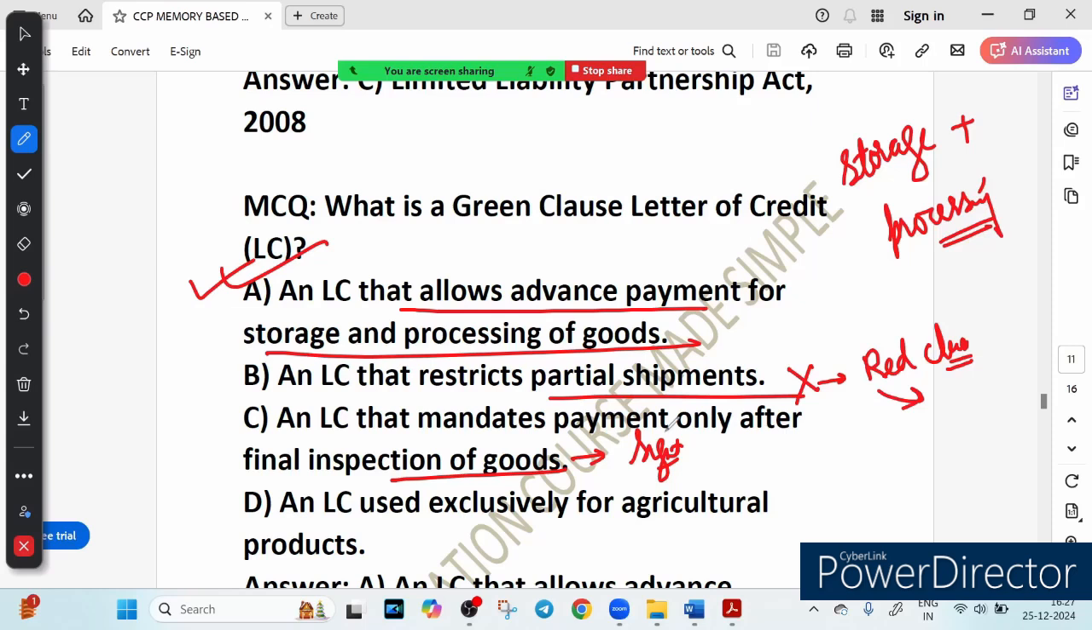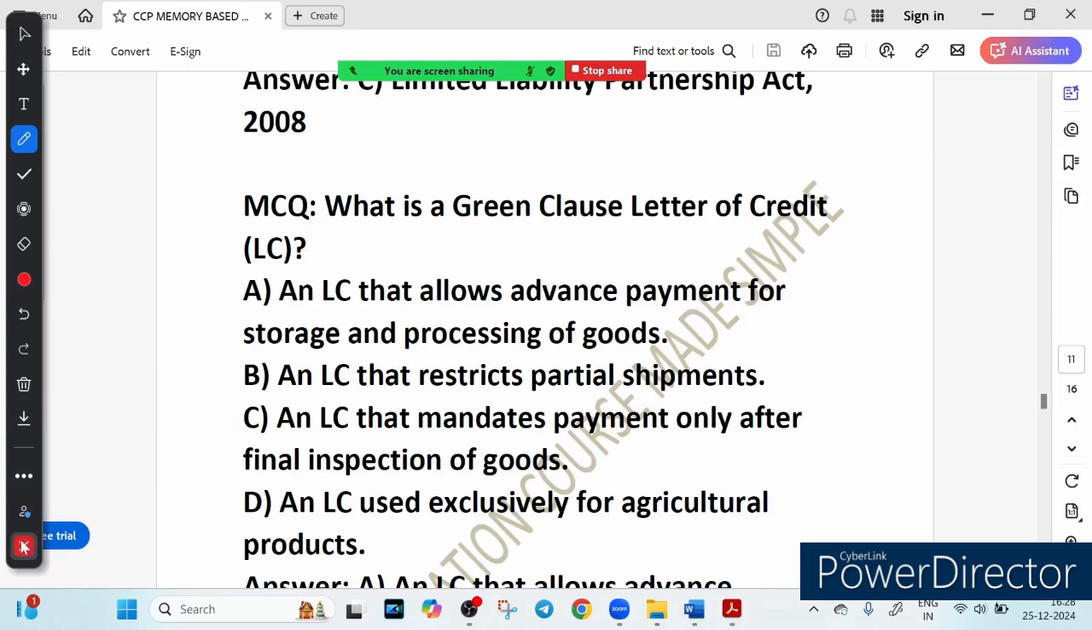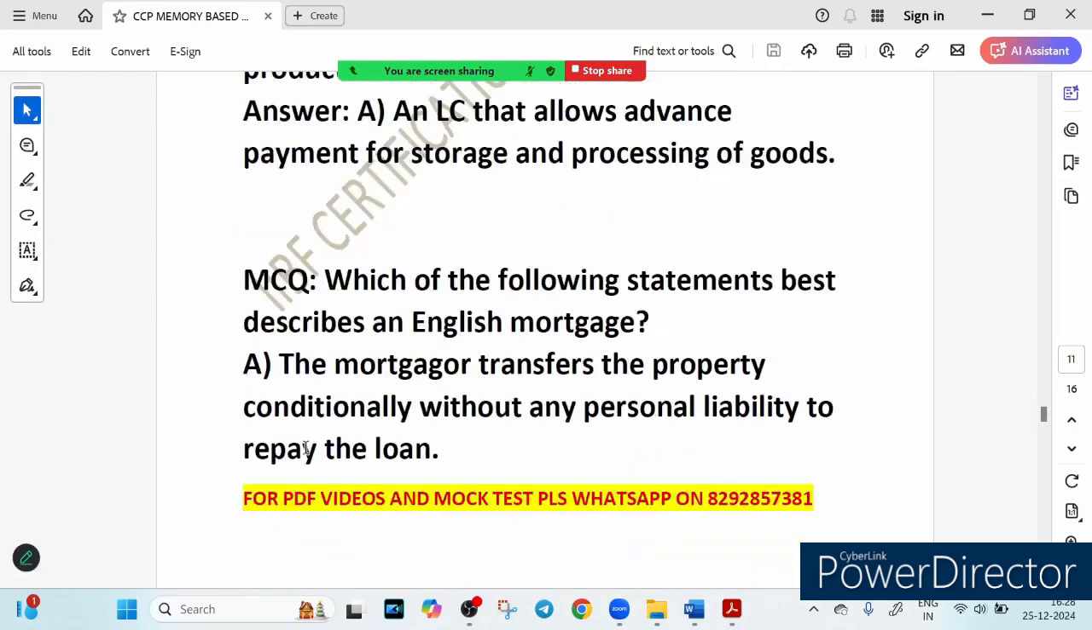It reduces the financial risk for the exporter, and this type of LC is highly beneficial in cases where goods require extra time for handling before delivery, right. So this is a key fact about the green clause letter of credit. Now let's see the next question.